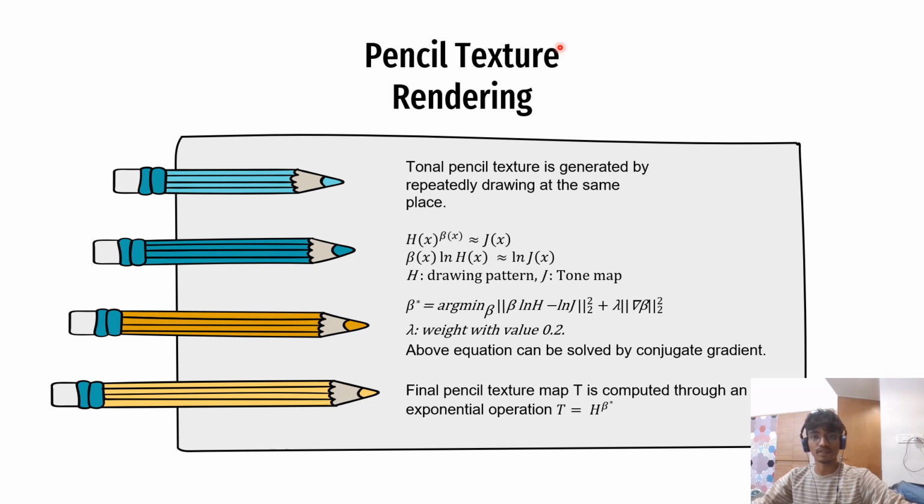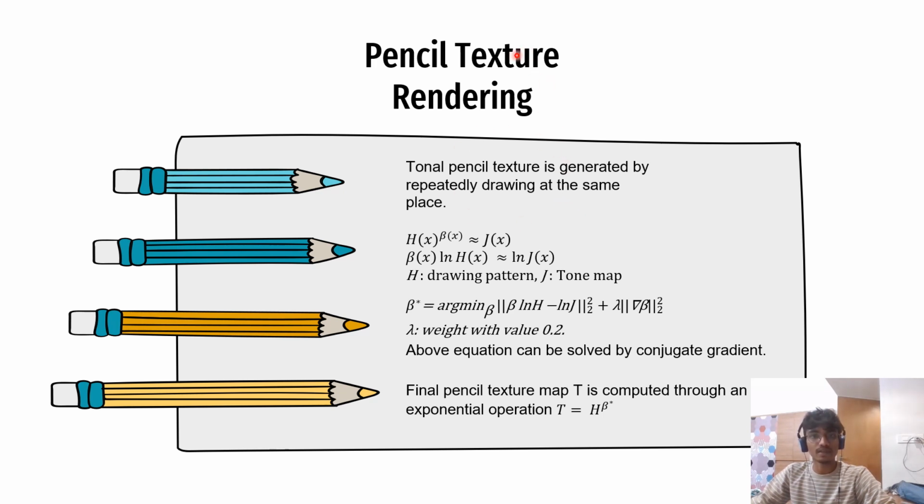This is done in a digital context, obviously, but this technique is very similar to traditional sketching, where a physical pencil is involved. The mathematical aspect can be seen on the screen. The main equation that we have is H of x is equal to J of x. We use it to minimize the difference between the drawing patterns, represented here by H, and the toned map, represented here by J.